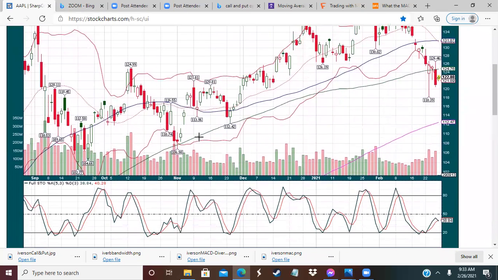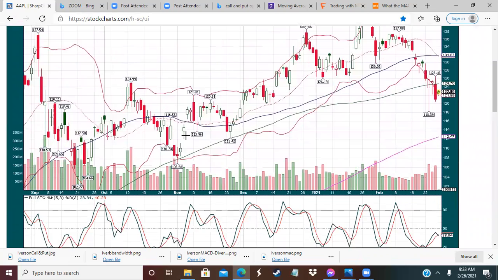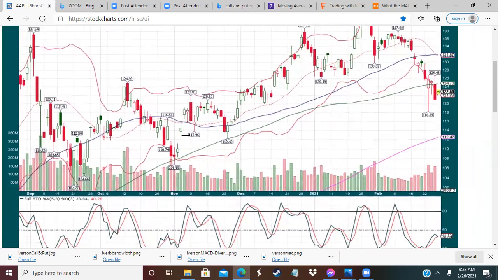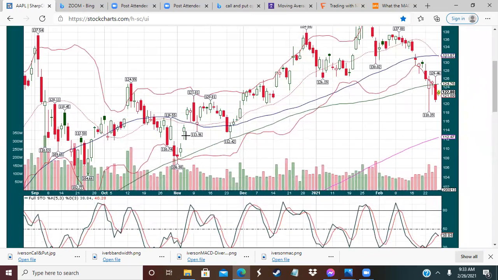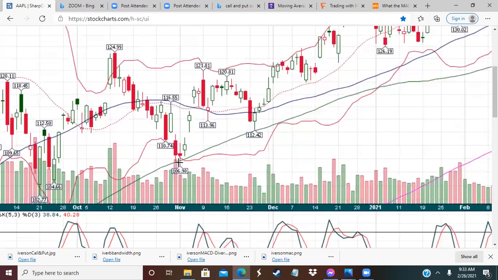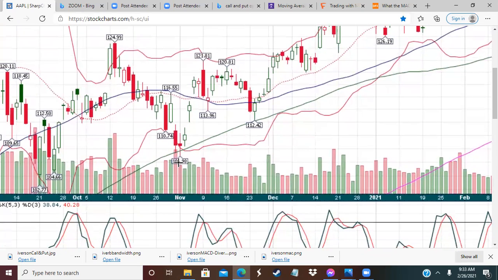Here we are. This is Apple. It's an Apple chart. And if you come down, all right, here we are. So we got the soldier happening here. Excuse my mouse, trying to get my mouse to show up on the screen. So we get the soldier to show up here.